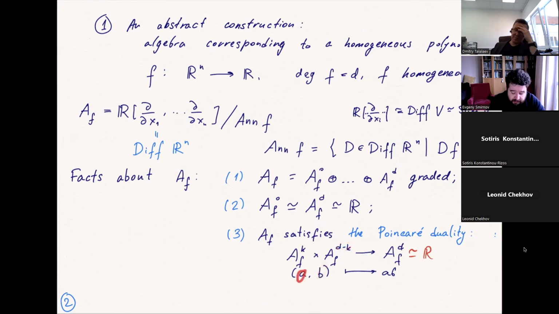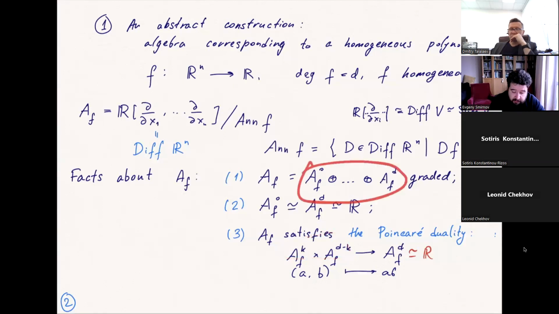And for each a, you may find a b such that ab applied to f will be non-zero. So this is indeed a non-degenerate symmetric bilinear form. In particular, it gives you an isomorphism between these two spaces. In particular, they have the same degree. So this thing is kind of symmetric. The dimensions of these graded components form a palindrome.